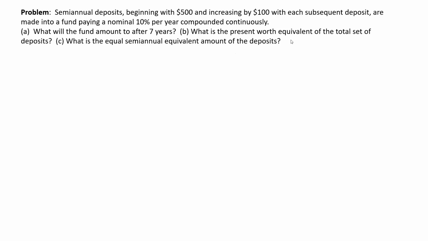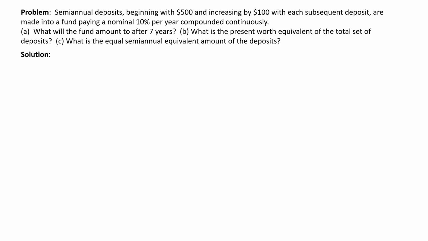And what is the present worth equivalent of the total set of deposits? And what is the equal semi-annual equivalent amount of the deposits? You know what that is talking about? We are doing 500, then 600, then 700, and so on. What if I wanted to just make the same payment? Something like 525, 530, or 600 every month. Would that be the same? That's what they're asking for.